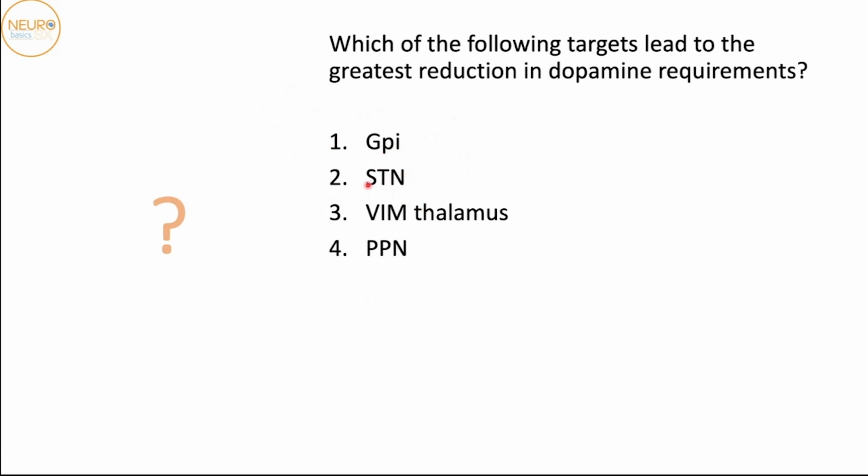Yeah, so the STN is the only nucleus which, if you target, leads to greatest reduction in dopamine requirements. GPI DBS does not lead to reduction in dopamine requirements. It can reduce dopamine-induced dyskinesias, but it cannot reduce dopamine requirements. STN DBS, on the other hand, will reduce dopamine requirements. Vim thalamus and PPN DBS will have no effects on dopamine requirements.